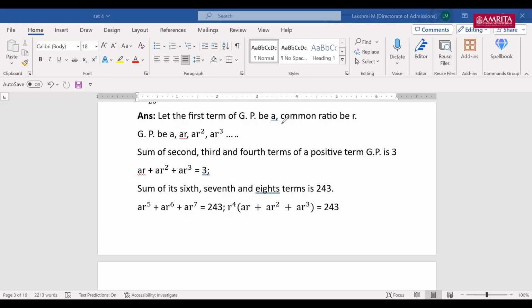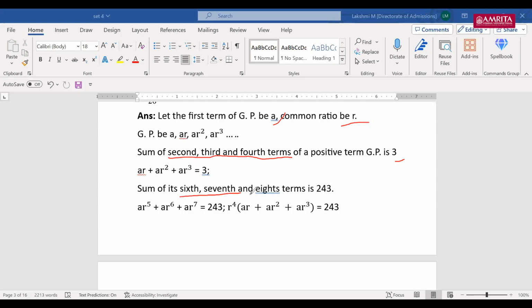Yes, so the first term of the GP we all know it's A. The common ratio is R. So how will the GP be? It will be A, AR, AR square, AR cube. We all know the equation, right? So when it comes to the first criterion given in the question, it's the sum of second, third, and fourth term of the GP is 3. So what will it be? It's AR, AR square, AR cube, that is 3. You could take this A outside, so it will be A into R plus R square plus R cube equal to 3.